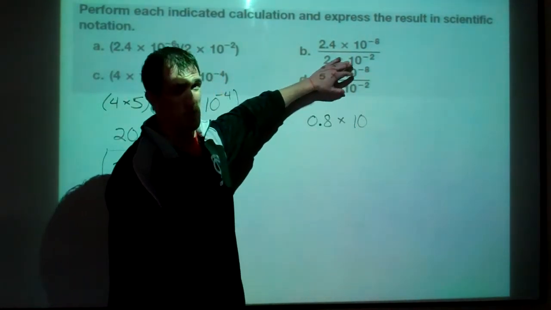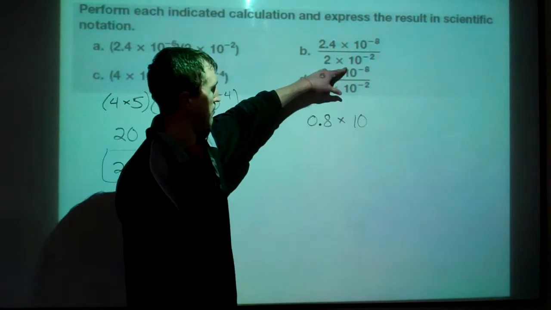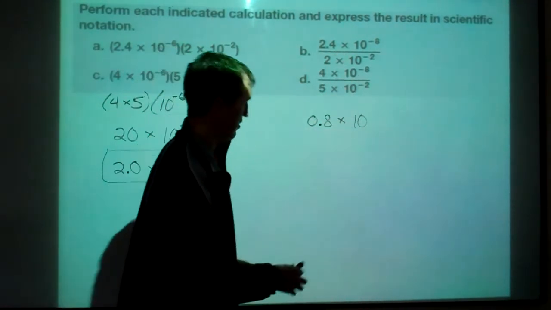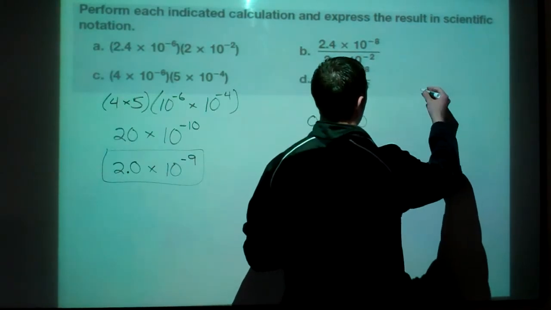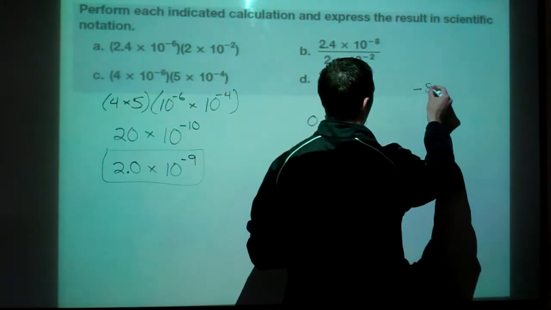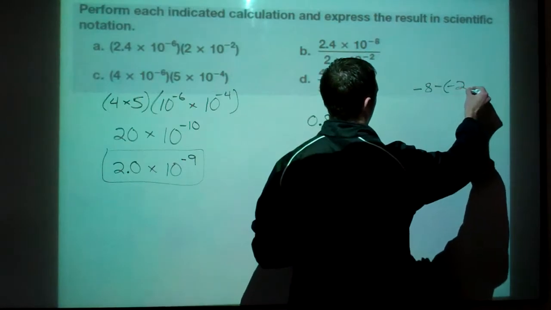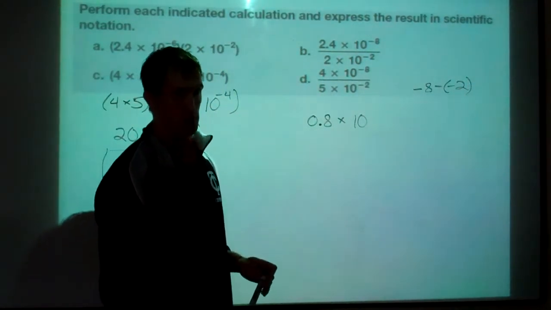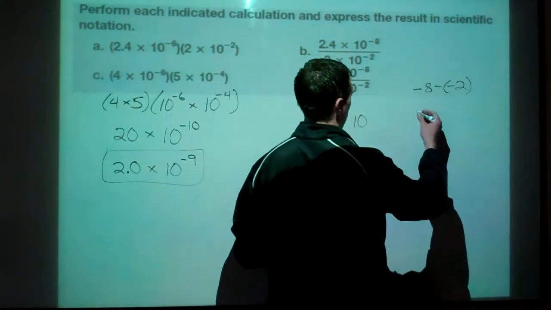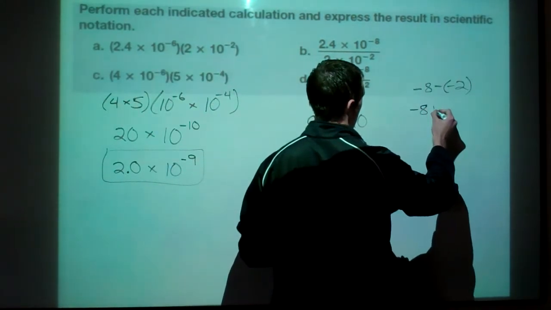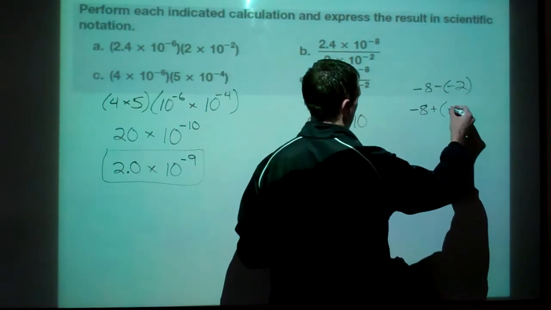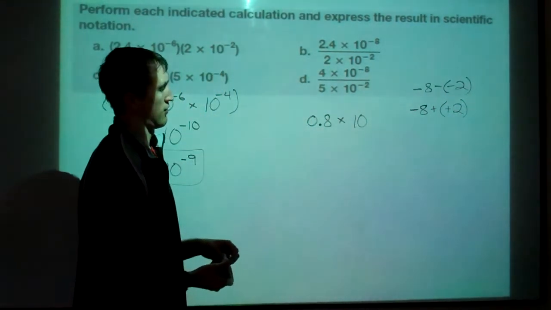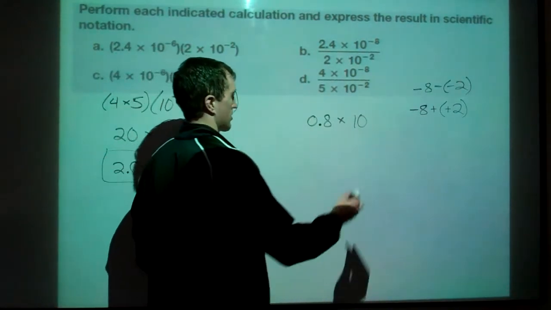So that means we can subtract our exponents because we have the same base. So negative 8 minus a negative 2. Let's look at that on the side here. Negative 8 minus a negative 2, we can turn it to addition like we did before. Negative 8 plus the opposite of negative 2, which is a positive 2. So now we have negative 8 plus 2, which is negative 6.